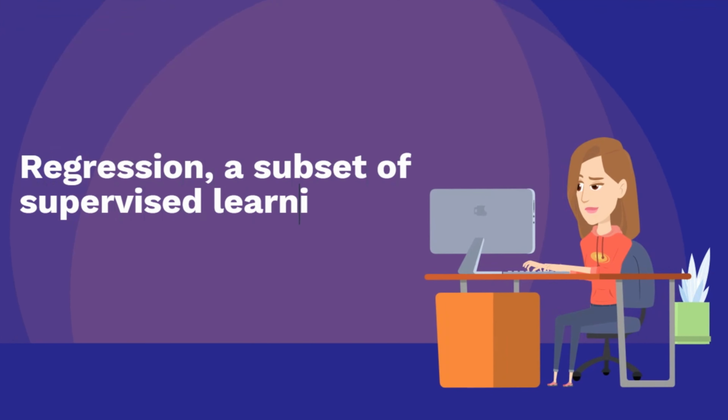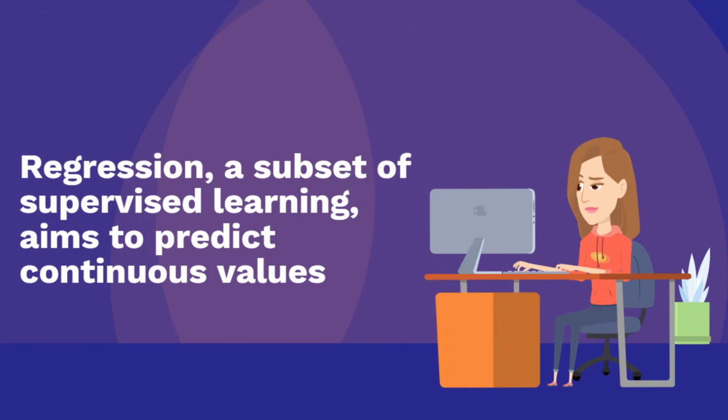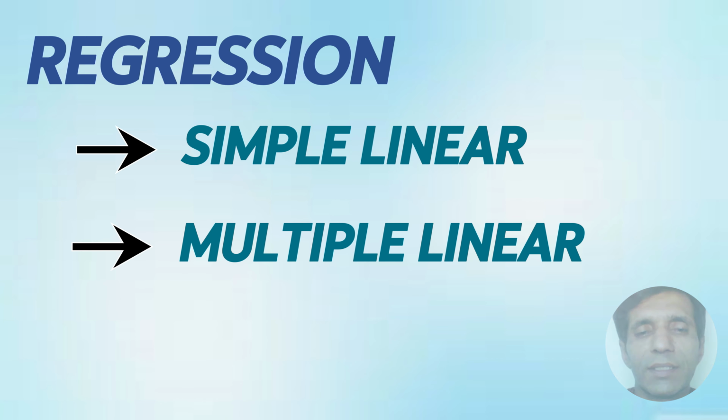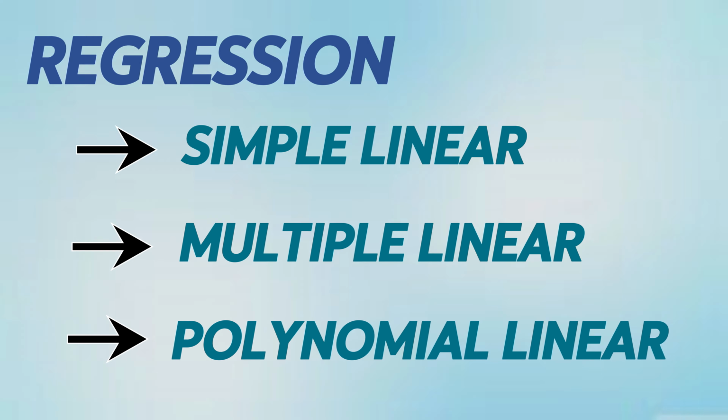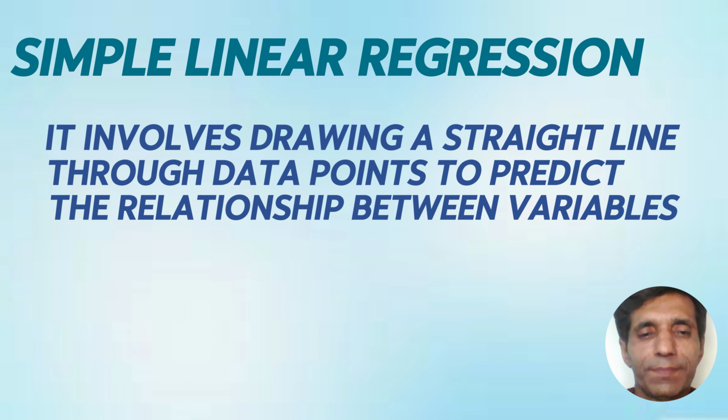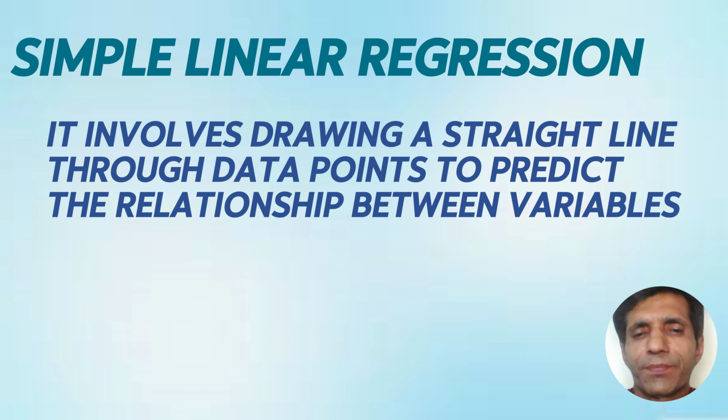Regression, a subset of supervised learning, aims to predict continuous values. Within regression there are different types like simple linear, multiple linear, and polynomial linear regression. Simple linear regression involves drawing a straight line through data points to predict the relationship between the variables.